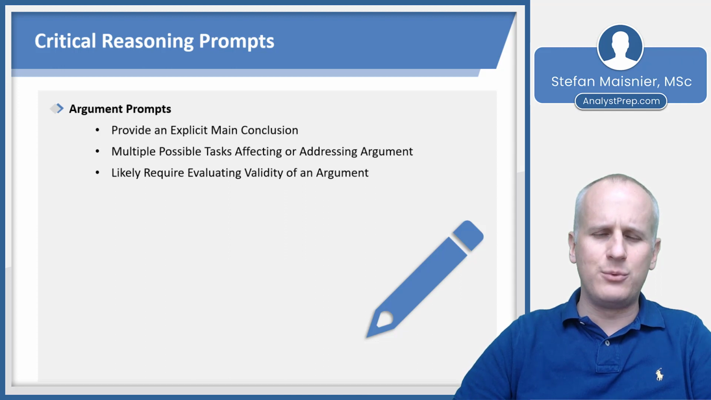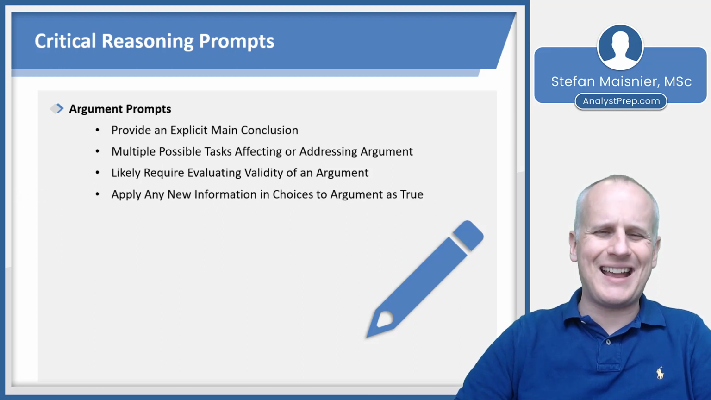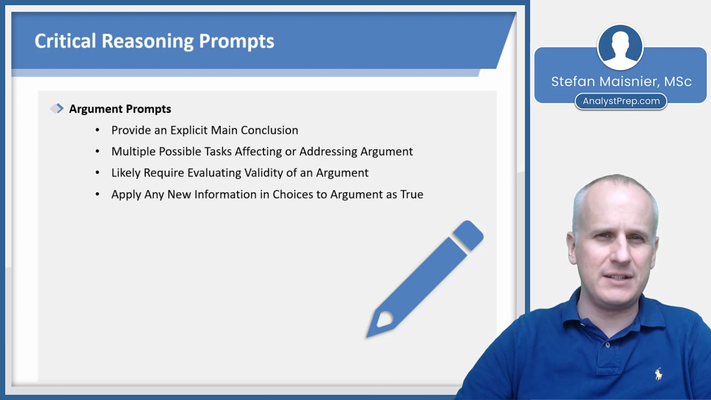You'll usually have to evaluate the validity of the argument, meaning how sound it is, whether or not you believe the subjective position or opinion it presents. You'll have to apply any new information in the choices to the argument as true. You don't want to get into a semantic argument about the veracity of the answer choice. Each of the argument task question stems are generally going to have the caveat "if true," so you just have to accept the information as true and see what that information would do to the argument.